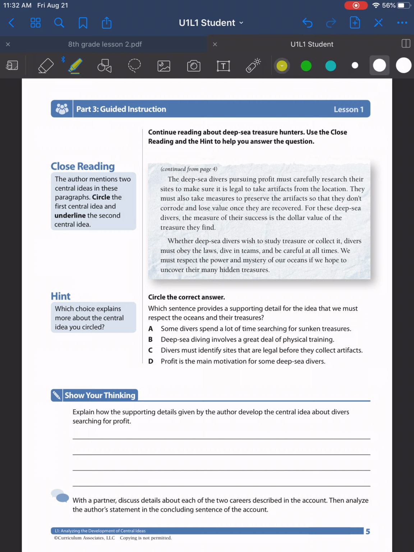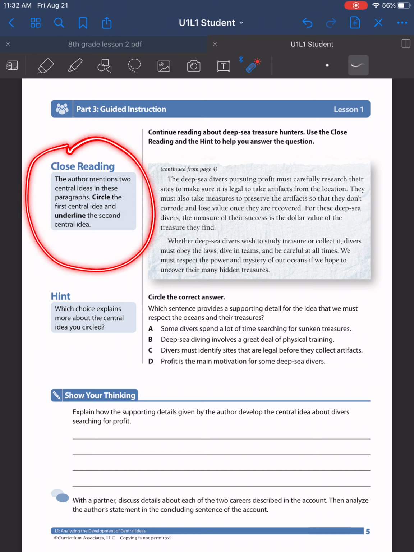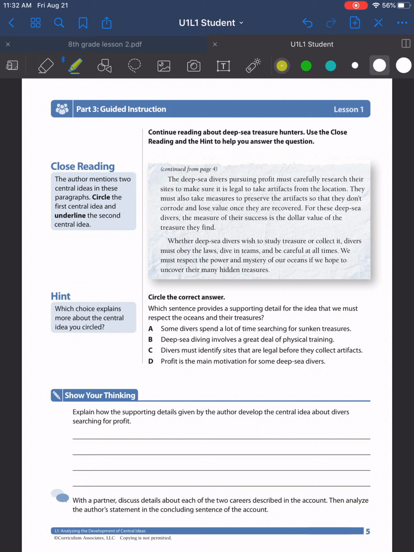I'm going to grab my highlighter just in case I find things super important. I'm going to go ahead and read the close reader section first, just in case it's something that might help me highlight something in here. It says, the author mentions 2 central ideas in these paragraphs. Circle the first central idea and underline the second.